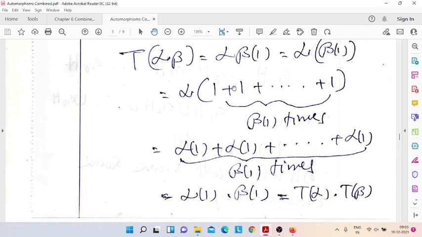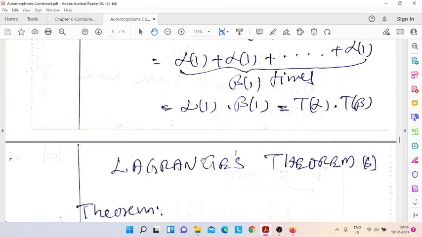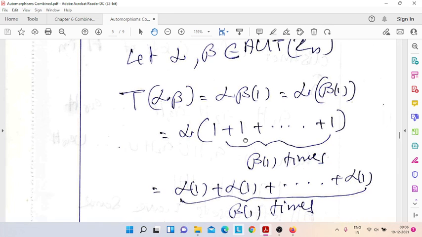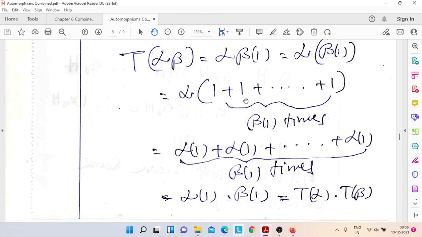How many times will it be there? Since there are beta 1 ones, we have alpha 1 also beta 1 times, and therefore it can be simplified to alpha 1 times beta 1. There are beta 1 terms of alpha 1, so alpha 1 times beta 1 is the answer. But alpha 1 equals T alpha and beta 1 equals T beta. This shows that T is operation preserving.